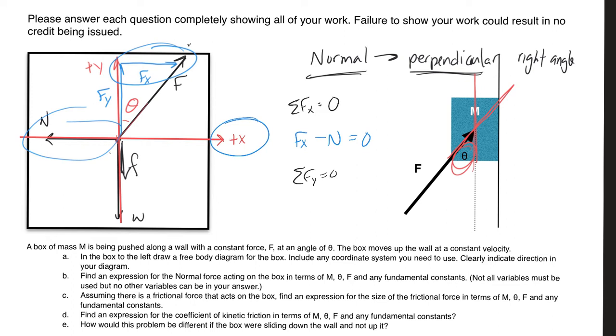And then there'll be another 2 points or 3 points for the next one, because this is going to be F in the y direction minus weight minus friction equals 0.